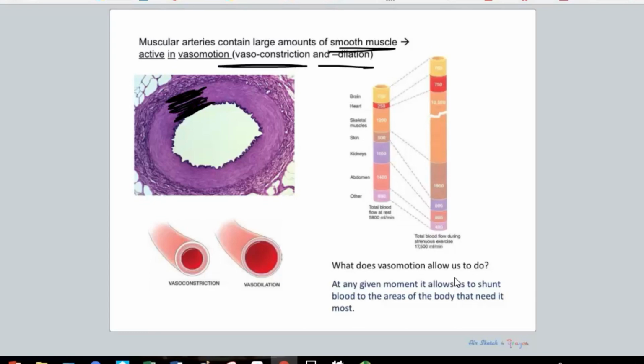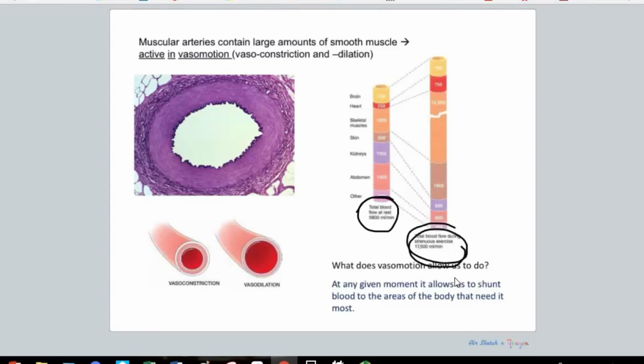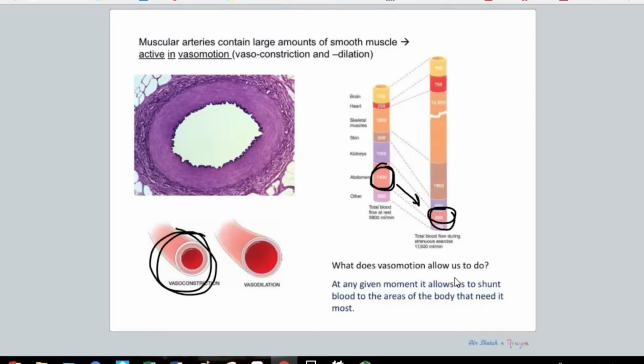And what does this vasomotion allow us to do? What does vasoconstriction and vasodilation allow us to do? Well, it allows us to shunt blood to the areas of the body that need it most. This is cardiac output at rest. During exercise, how is it that we're able to, at rest, have a lot of blood going to the abdomen, and then during exercise, not so much? Okay, we're vasoconstricting that area.